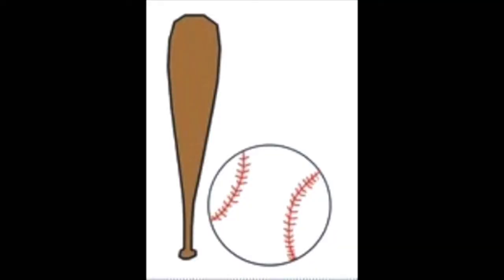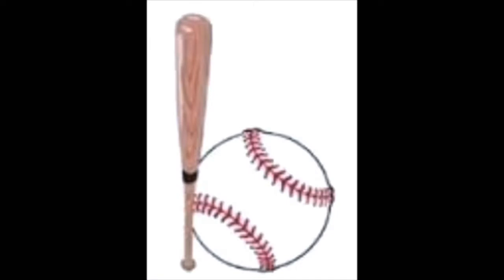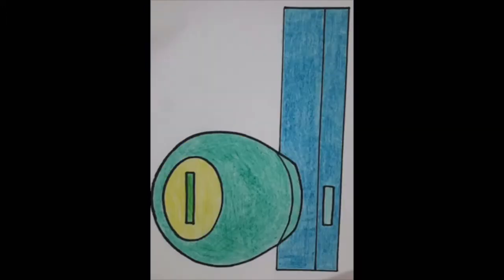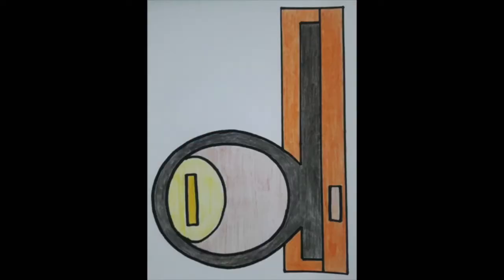A bat and a ball, a bat and a ball. That's how to make a bee, a bat and a ball. A doorknob and a door, a doorknob and a door. That's how to make a D, a doorknob and a door.